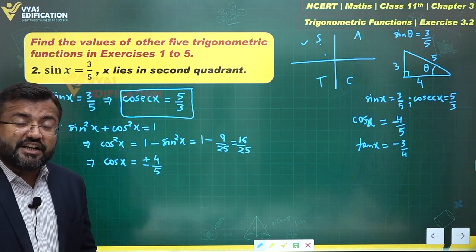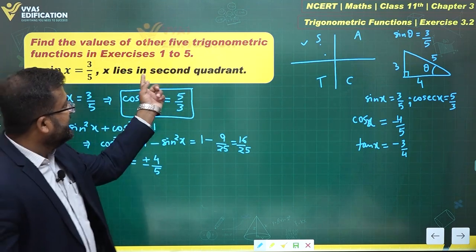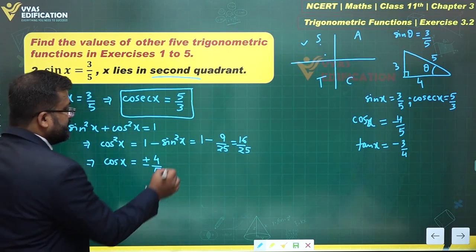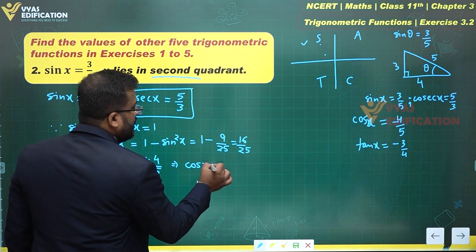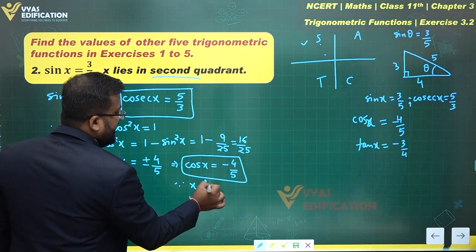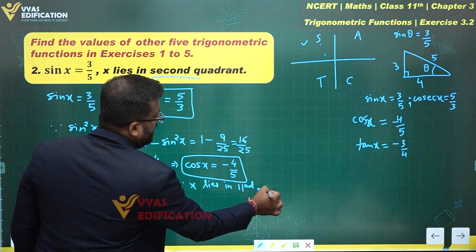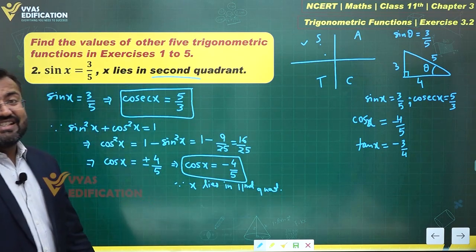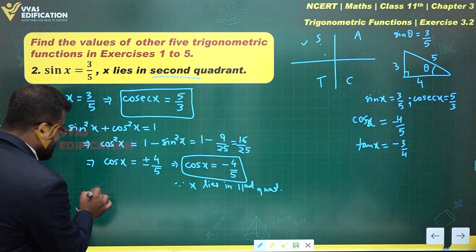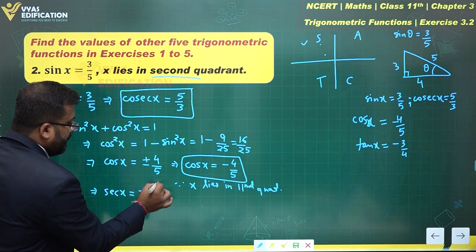Which value should we consider? Should we consider plus 4 by 5? Should we consider minus 4 by 5? The answer lies in this. In the second quadrant, cos x is negative. So this gives me cos x equals minus 4 by 5, since x lies in the second quadrant. Once you have found cos x, you can easily find sec x. Sec x is the reciprocal of cos x, which will be minus 5 by 4.